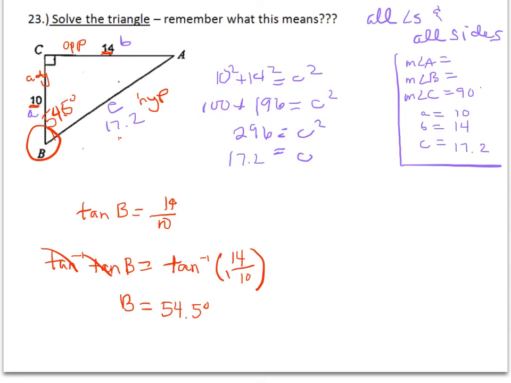Now if you want to do trig just to make sure you're okay on the other angle, that's fine. I trust myself though. So since I have two angles out of the three, yeah, 54.5. I thought I messed up. 35.5.